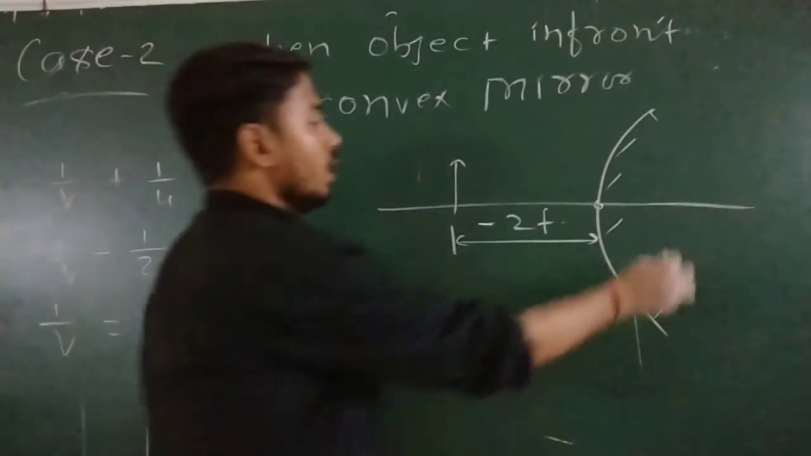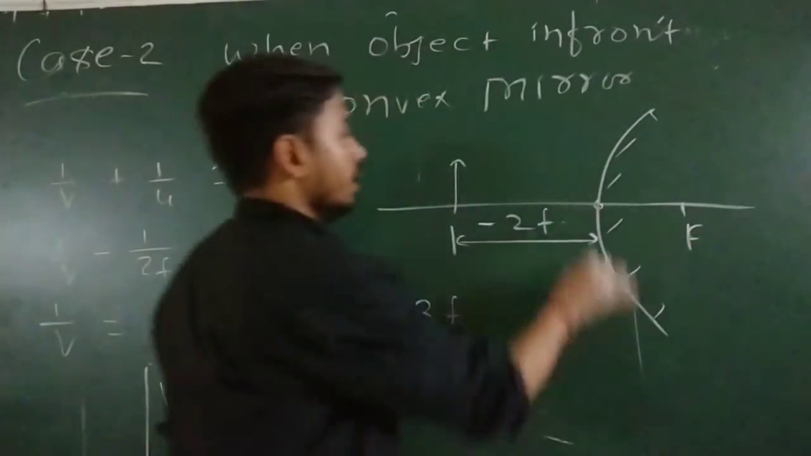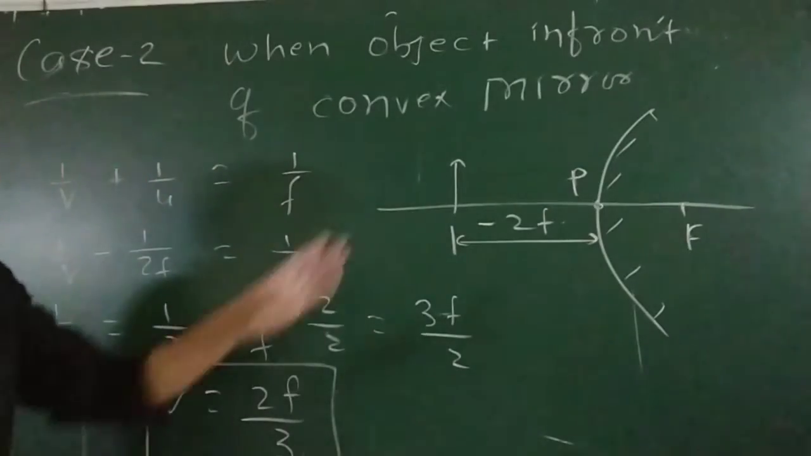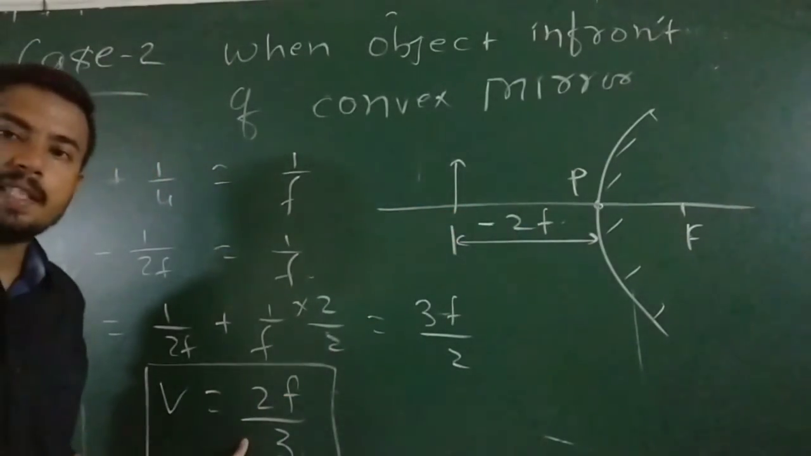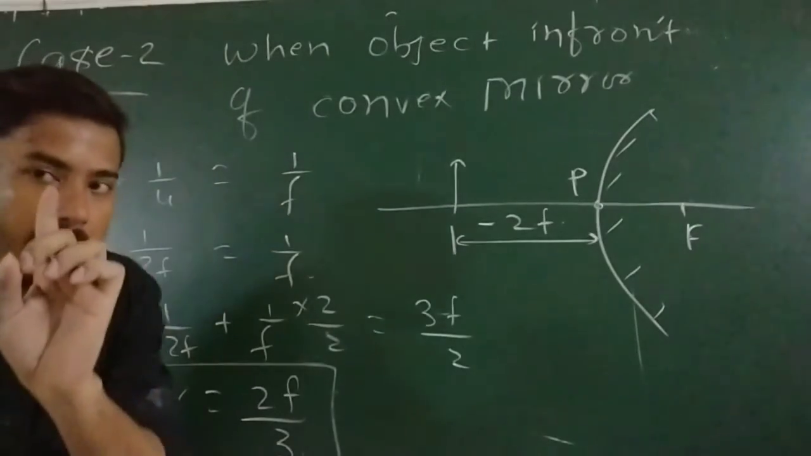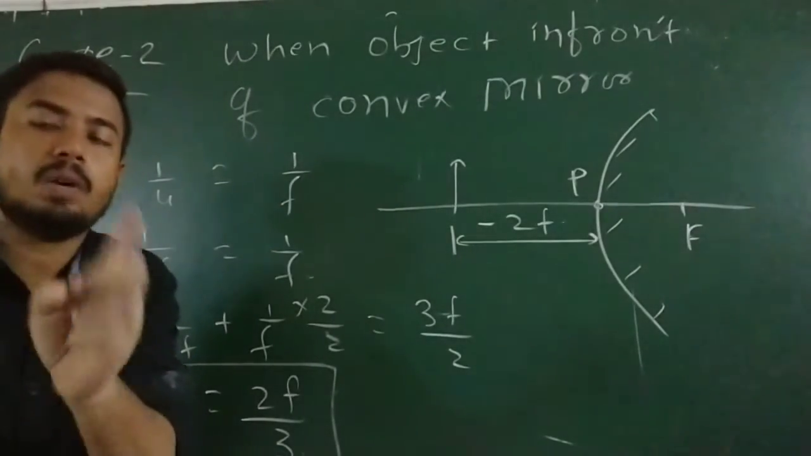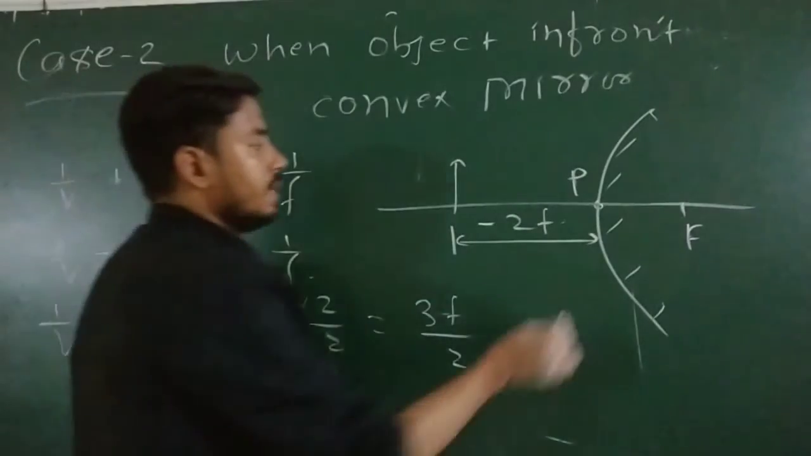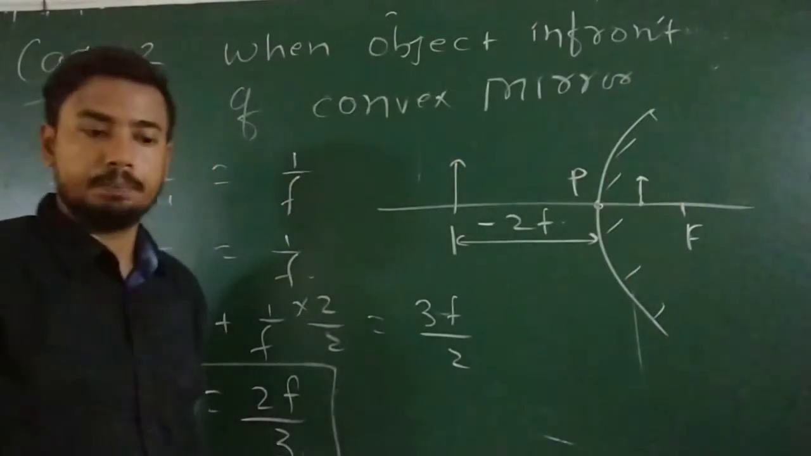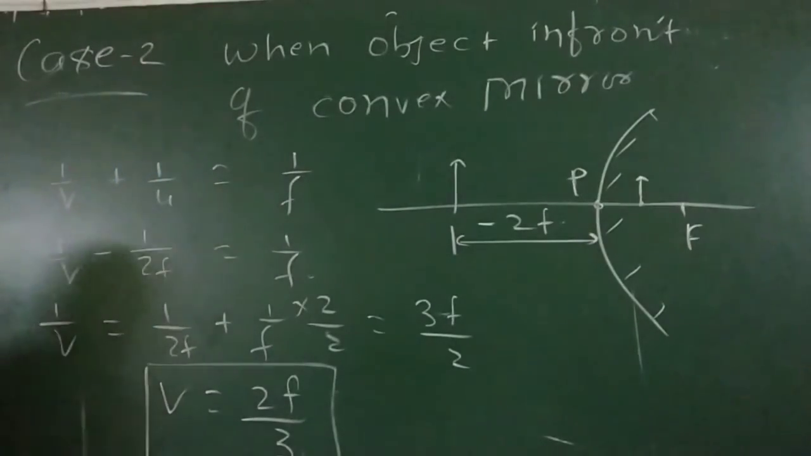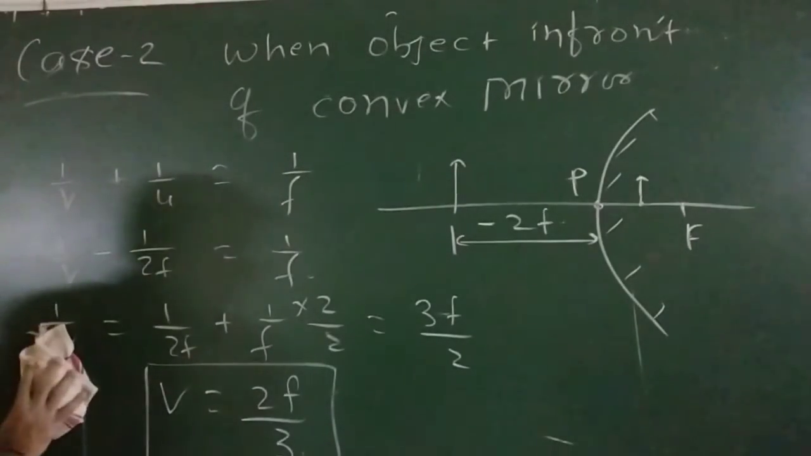It means this is a focal length. This is the plane, this is the main focus, this is a pole. So 2f by 3 means what? 0.66f. It means less than f. It means image will be somewhere here. Okay. Now coming magnification. Can I erase, sir?